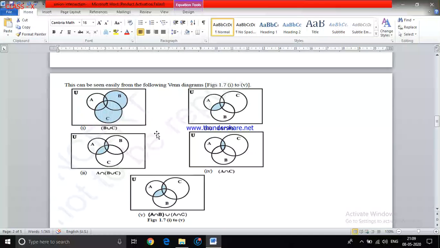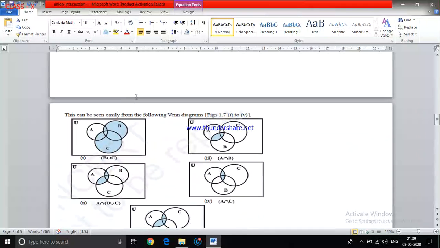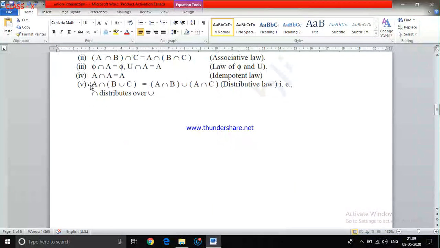Now you see the first circle represents B union C. Why? Because in A intersection (B union C), first I am drawing the B union C circle. B union C means, as we already discussed, the entire circle B as well as the entire circle C. That is B union C. I got the B union C Venn diagram.